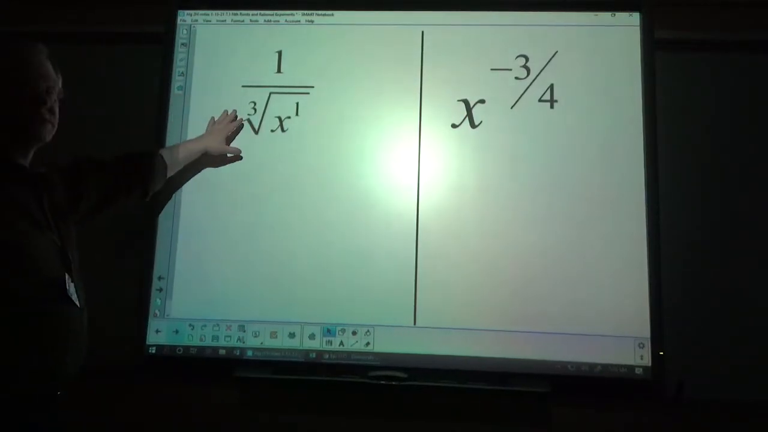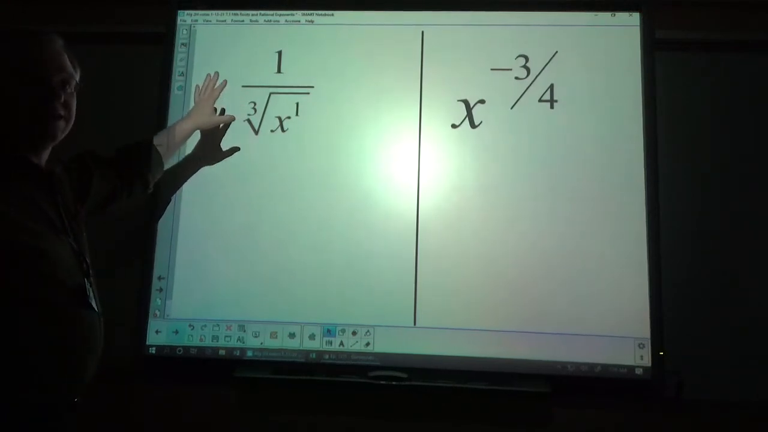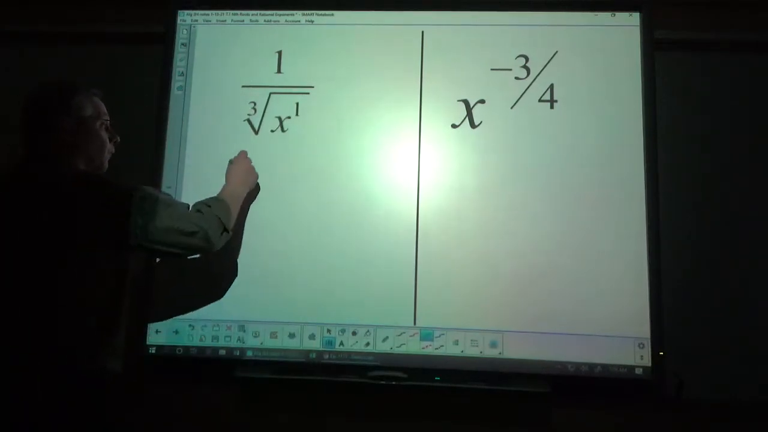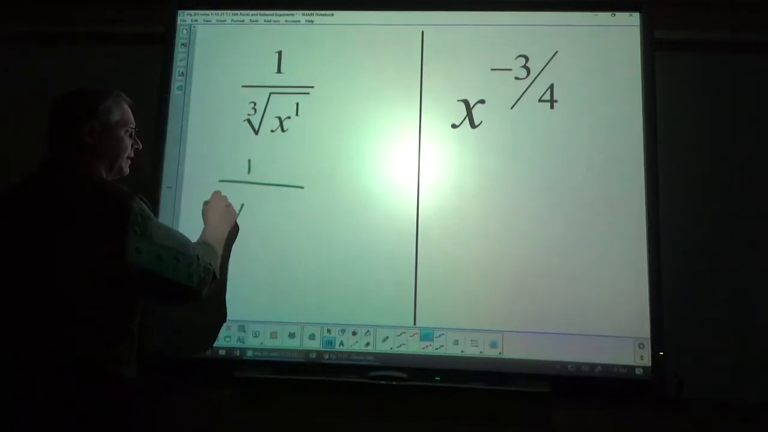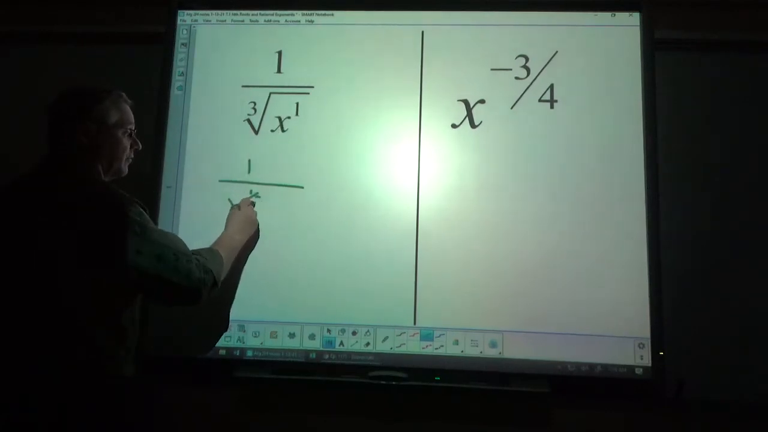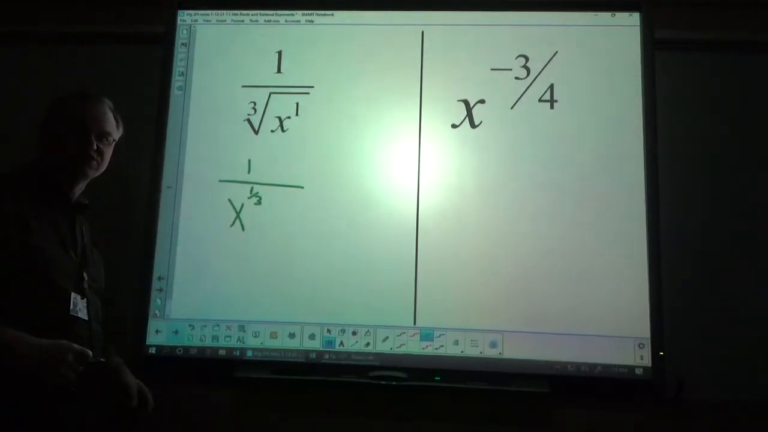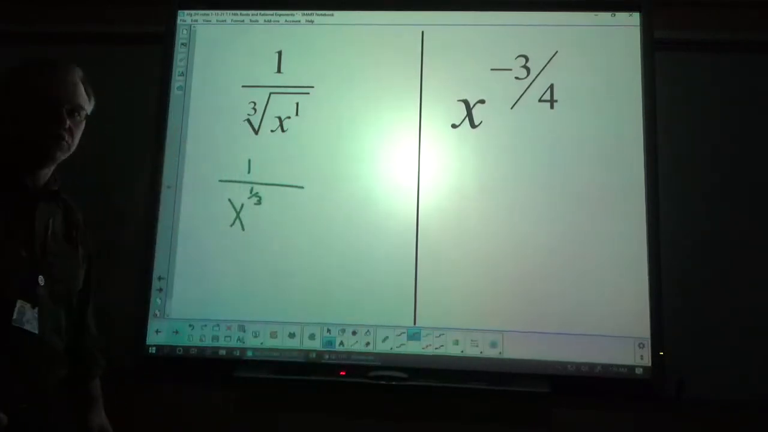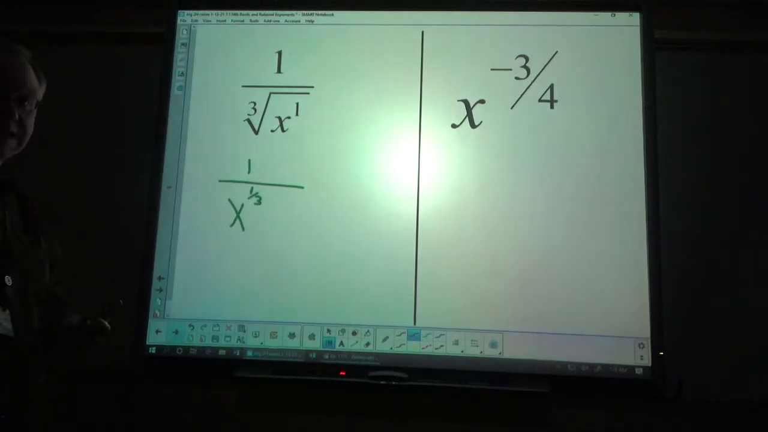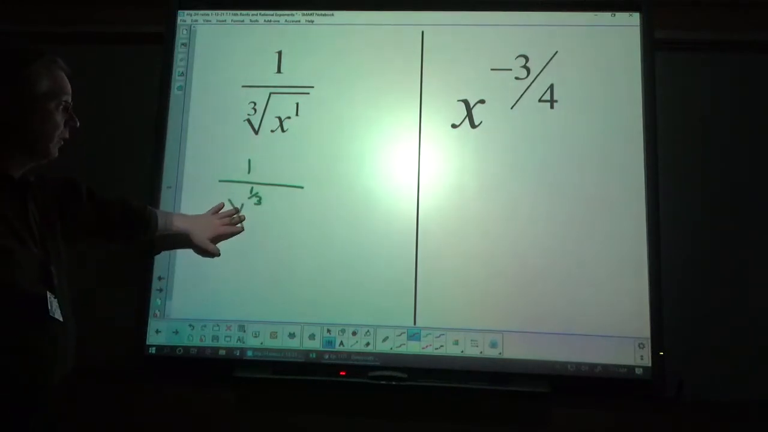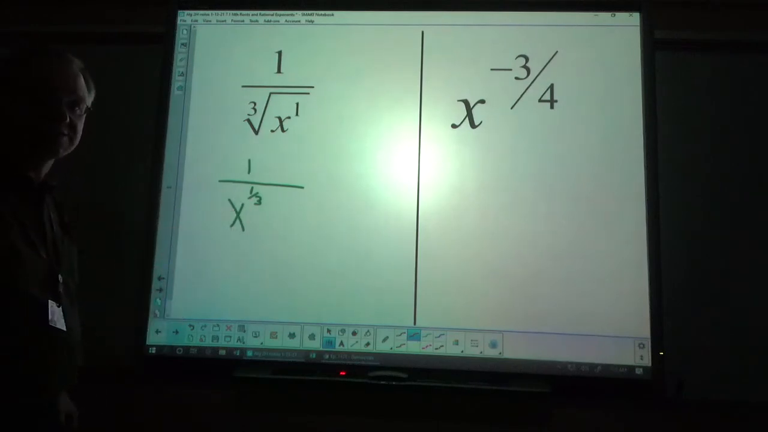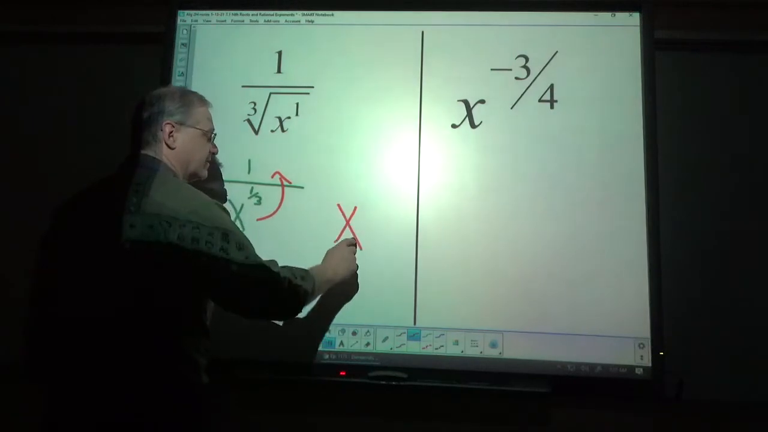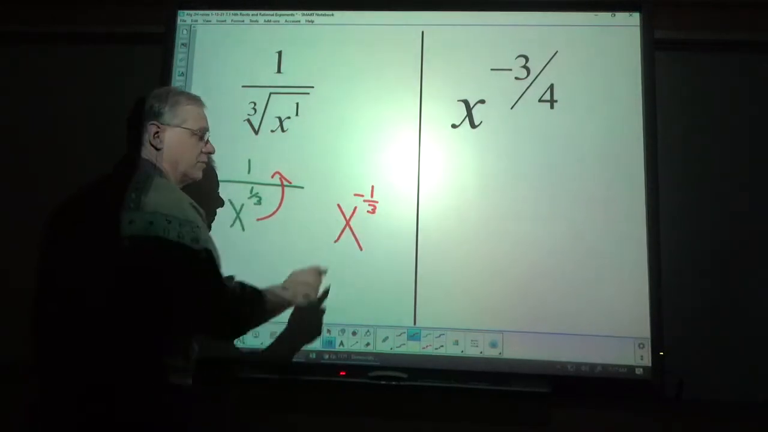So let's take this one and rewrite it as a fractional exponent. Well, 1 over x to the 1/3 power. Well, that's great, but that's not really just a variable to a power. One of the things that you hopefully remember from using negative exponents before is that if I want this on top, I would have to change the exponent's sign. So if I want to move that to the top, that's x to the negative 1/3 power.